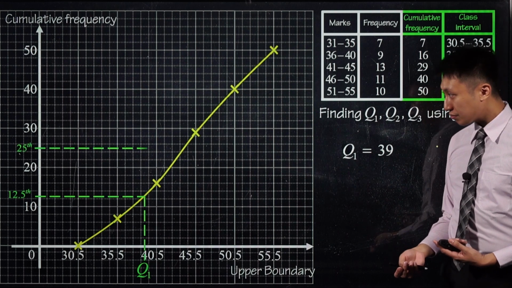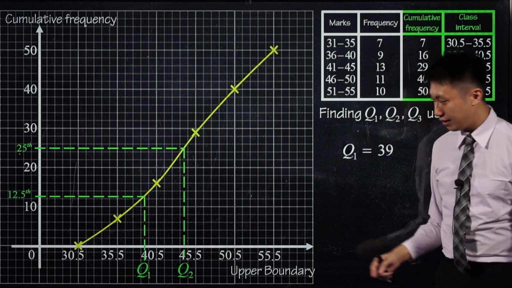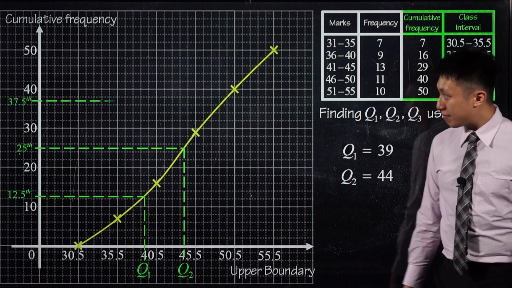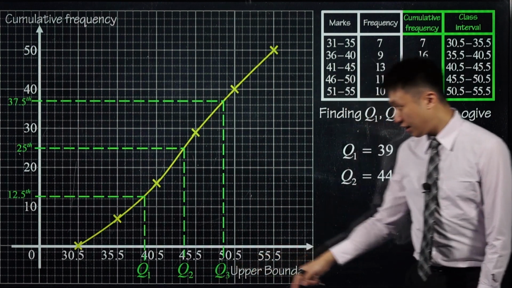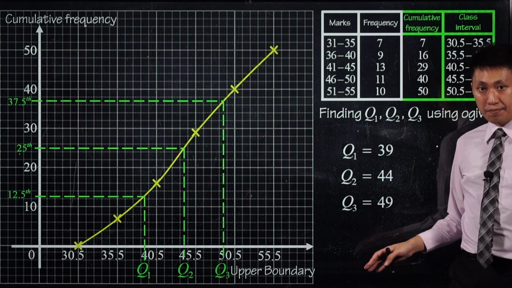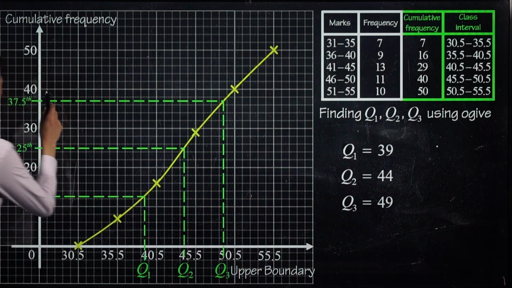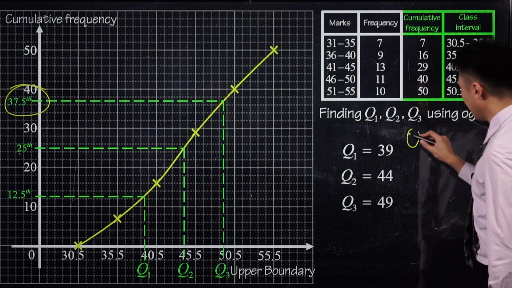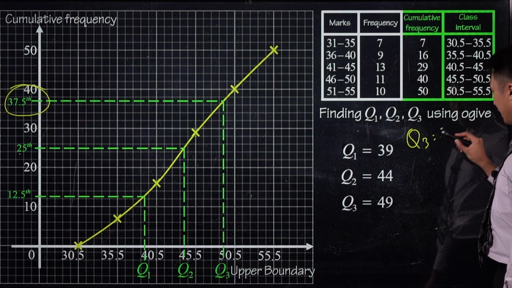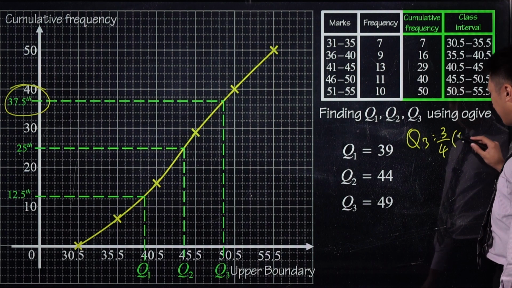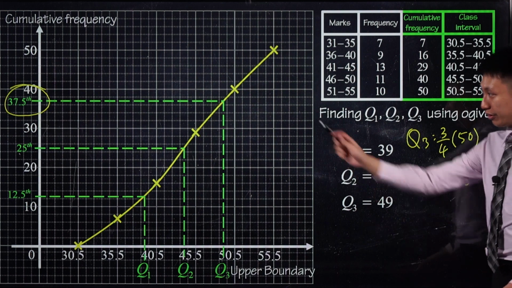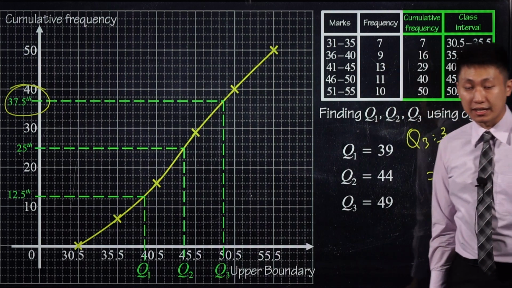Next, Q2. Moving down, Q2 is here, and looking at the graph, it's about 44. Then for Q3, 37.5, I draw it down and get about 49. Remember how you get this? 37.5 is 3 over 4 multiplied by 50. So I look at the value and search back for the x values. That's how I find it.